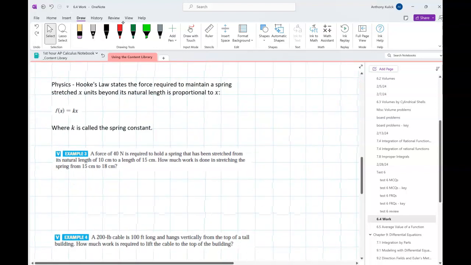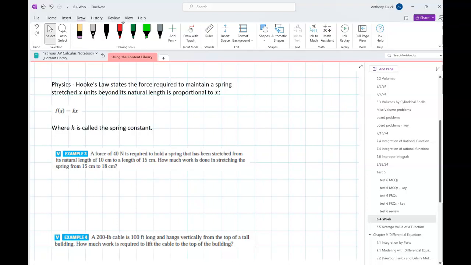So let's say that a force of 40 newtons is required to hold a spring that is stretched from its natural length of 10 centimeters to a length of 15 centimeters. How much work is done in stretching the spring from 15 to 18 centimeters?